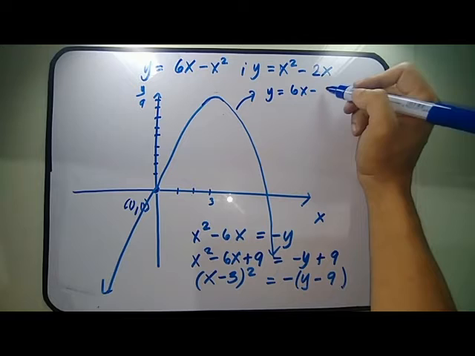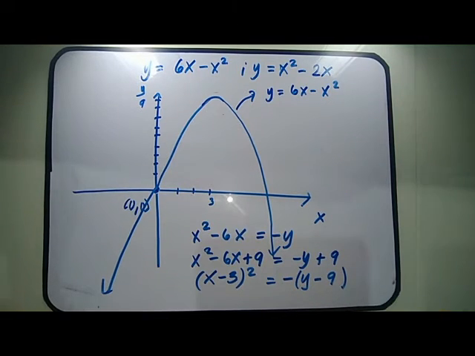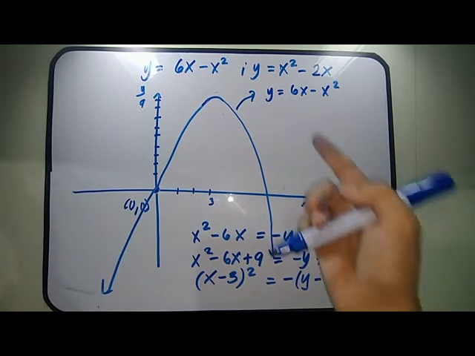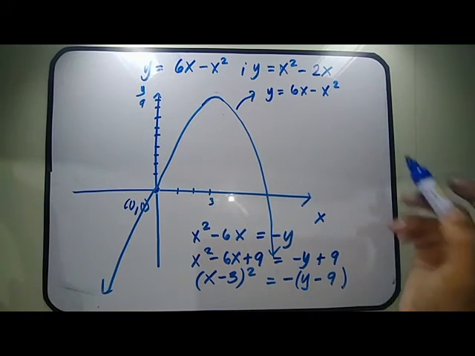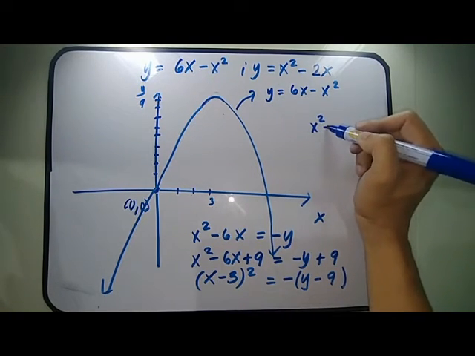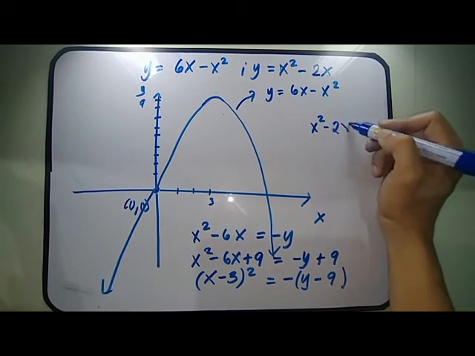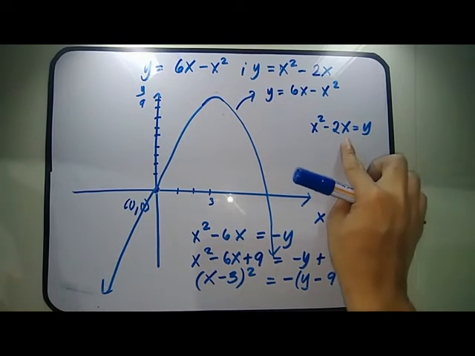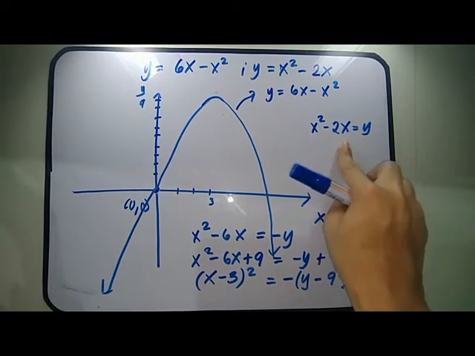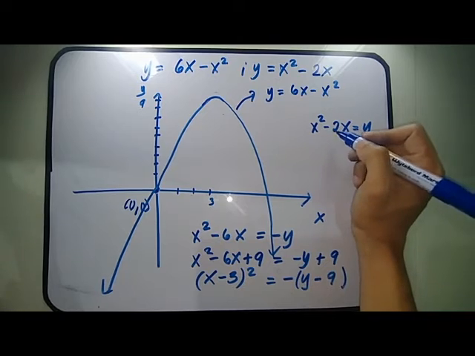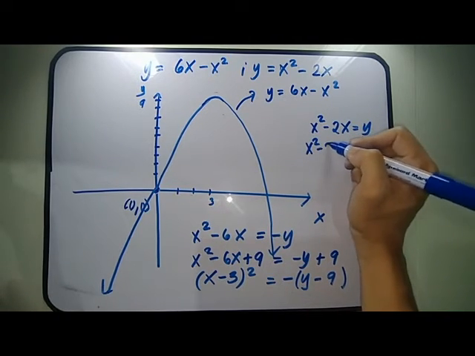Then we graph the other parabola. So the other parabola also touches the origin. So if x is 0, y is also 0. So x squared minus 2x is equal to y. So we complete this square. So we just add 2 over 2 squared, or 1. So x squared minus 2x, we have here plus 1. We add 1 to both sides.